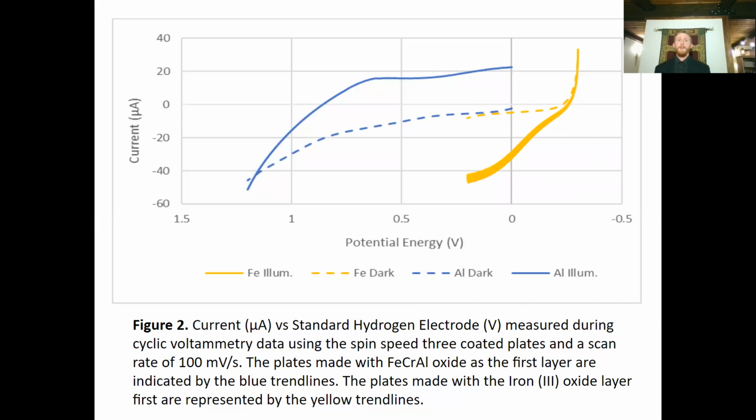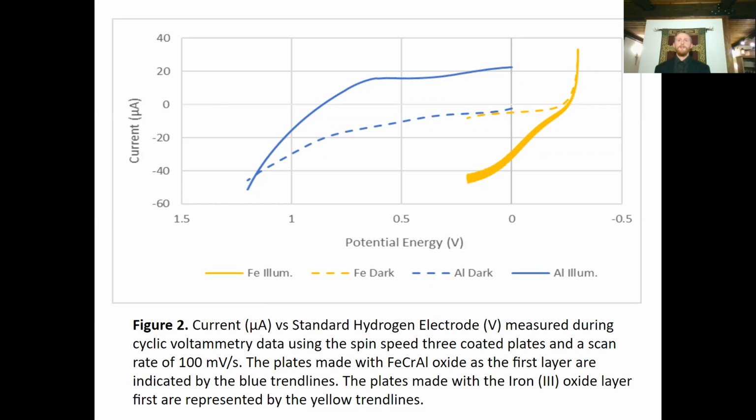Here, current in microamps versus the standard hydrogen electrode in volts for the plates made using the iron chromium aluminum oxide layer deposited first, and the plates made using the iron oxide layer deposited first may be compared in dark and illuminated conditions. The plates made with the metal alloy layer deposited first are represented by the blue lines and data. The plates made with the iron oxide film first are represented by the yellow data. The illuminated condition is indicated by the dashed data sets.